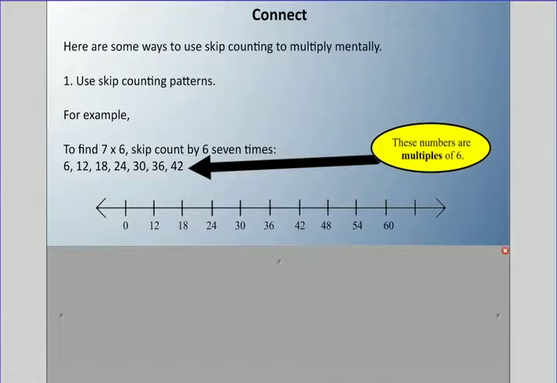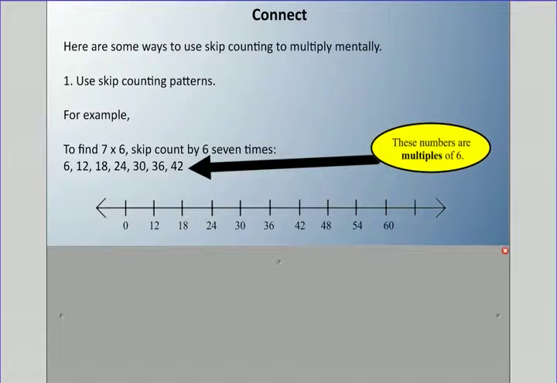We're going to talk about something called skip counting today and how it can help us multiply better. And we're going to look at a few ways to skip count. So here are some ways to use skip counting to multiply mentally. Mentally means in your head, so you don't have to do it on paper. So we can use something called skip counting patterns.